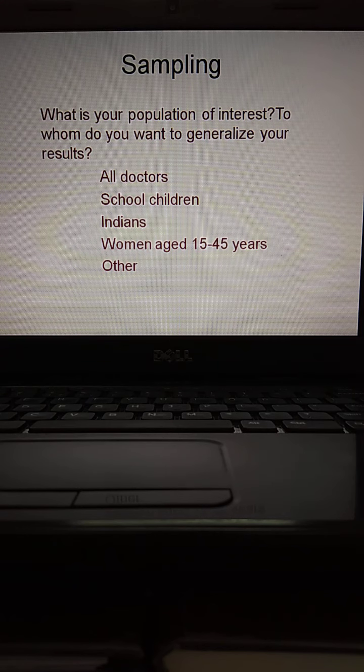Now, if you want to understand how many children are actually willing to go to school, because a gap of almost 2 years has arisen, what happens because of this gap? The children may not be showing interest in going to school. You can perform a research, and then all school children will become the population.